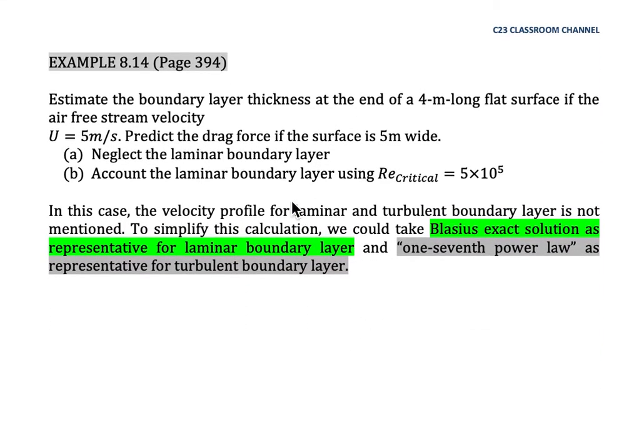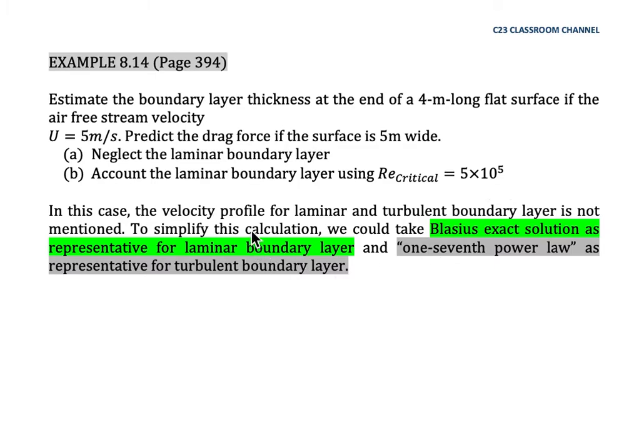So let's say we have a problem like this. Estimate the boundary layer thickness at the end of a 4-meter long flat surface if the air free stream velocity is 5 meters per second. And also predict the drag force if the surface is 5 meters wide. We have two conditions here. First, we calculate by neglecting the laminar boundary layer, and then we account for the laminar boundary layer if the critical Reynolds number is 5 times 10 to the power of 5.